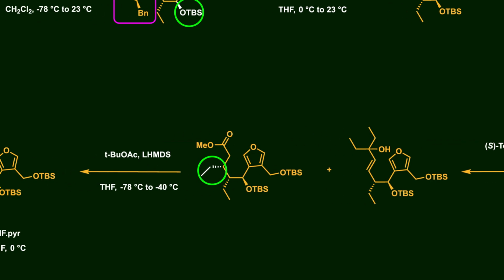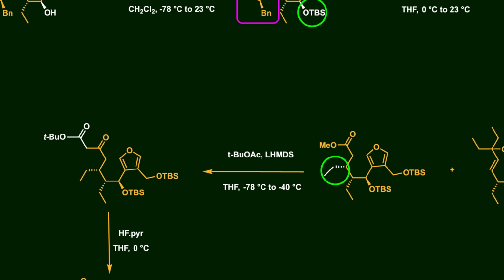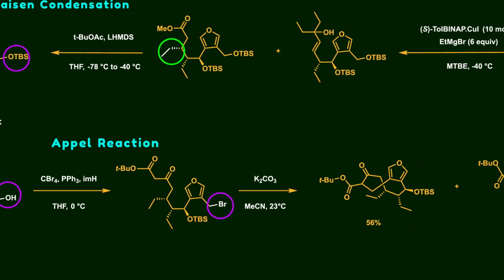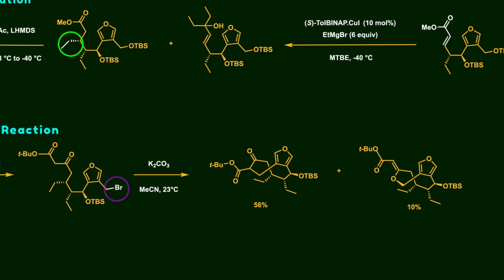Subsequently, treatment of this intermediate with tert-butyl acetate triggers a Claisen condensation, producing a beta-ketoester. In the next step, the primary alcohol is deprotected using a hydrogen fluoride pyridine complex, setting the stage for bromination under Appel conditions. Now it's time to construct the core 9-membered ring.